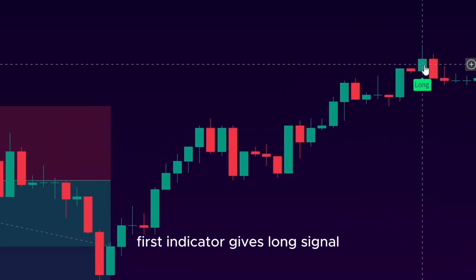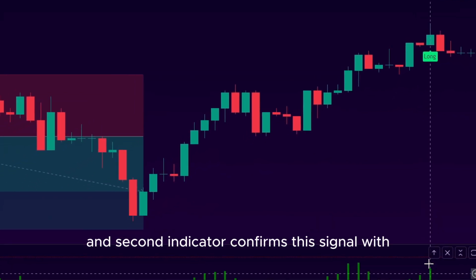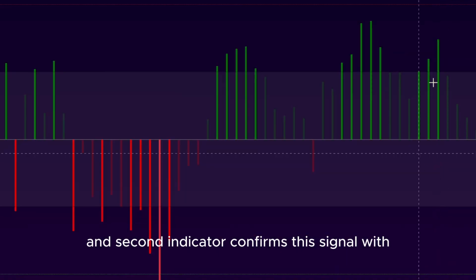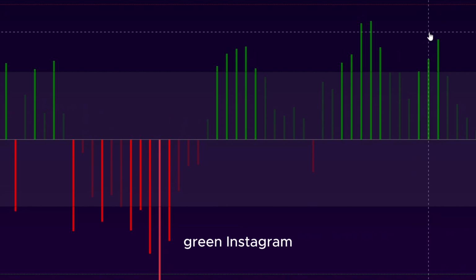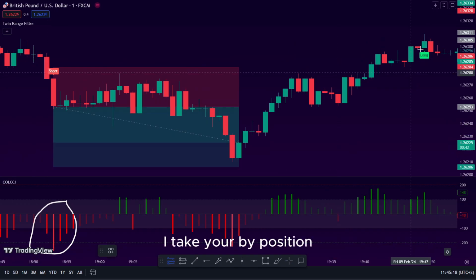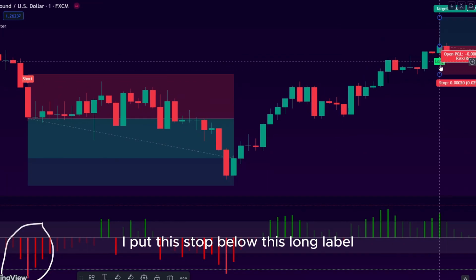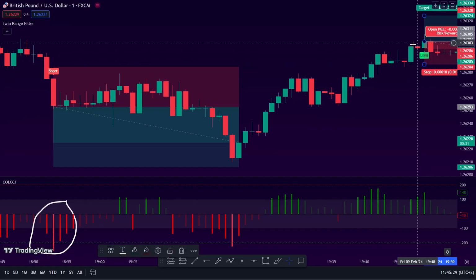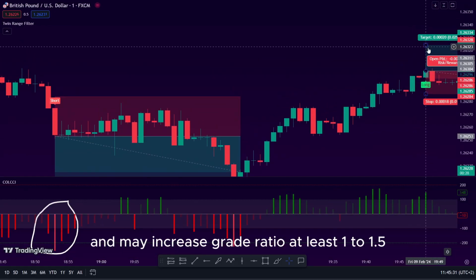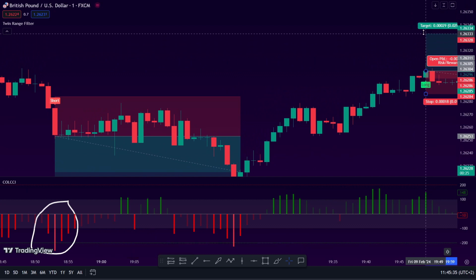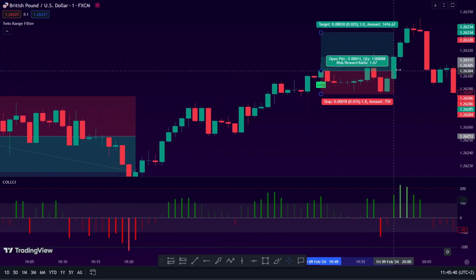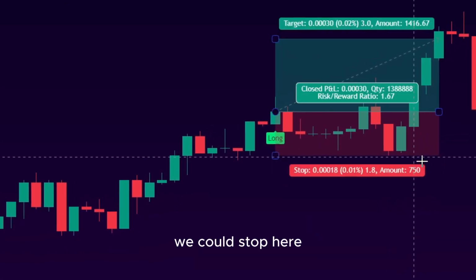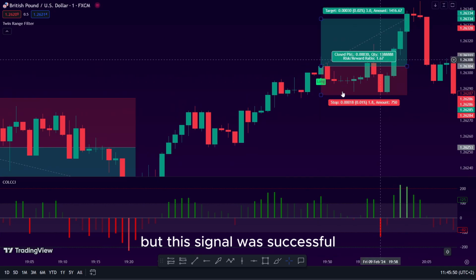Again, the first indicator gives a long signal and the second indicator confirms this signal with a green histogram. I take a buy position. I put the stop below this long label and make the risk reward ratio at least 1 to 1.5. Let's see the result. We could stop here, but this signal was successful.